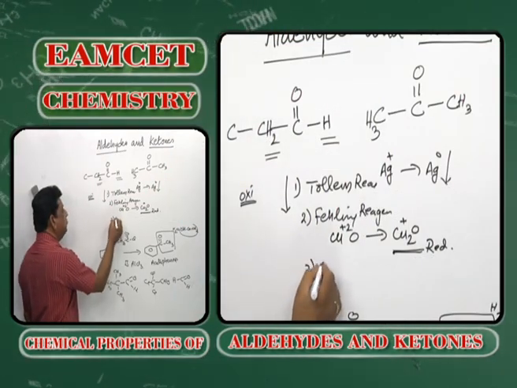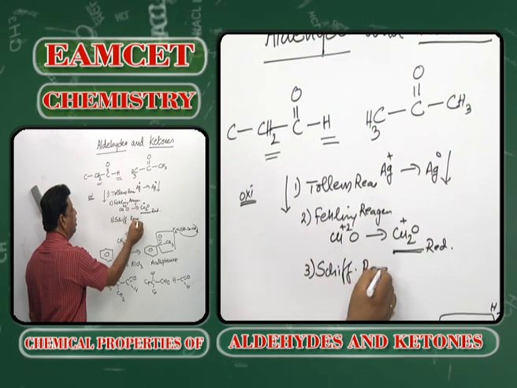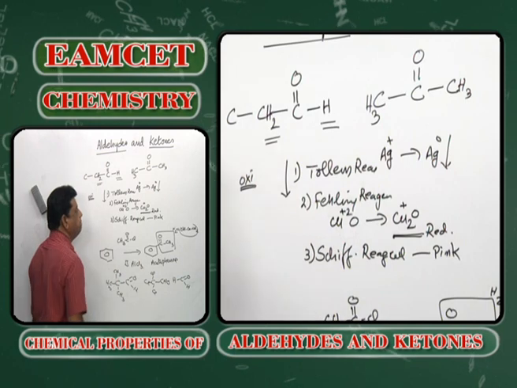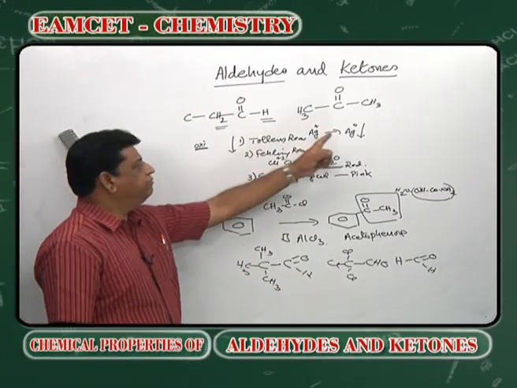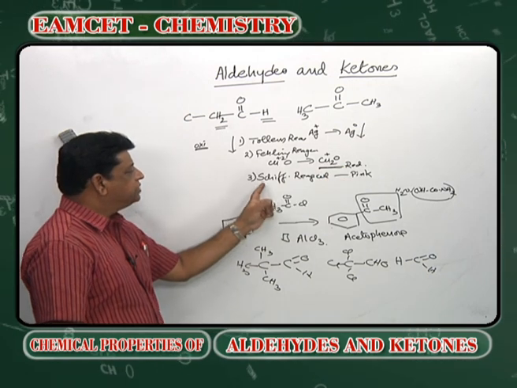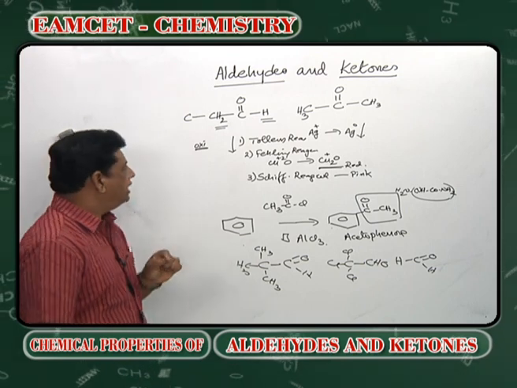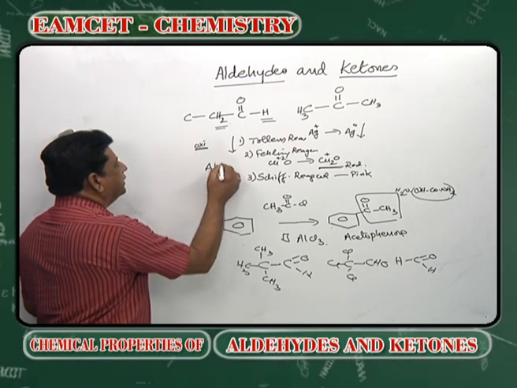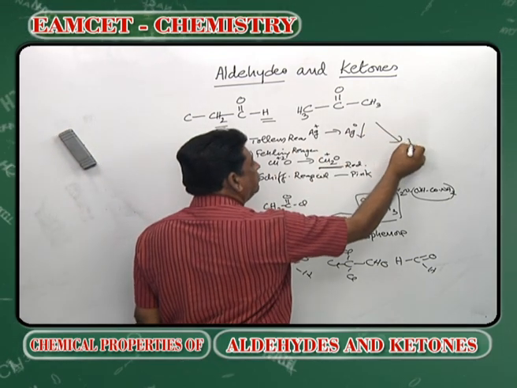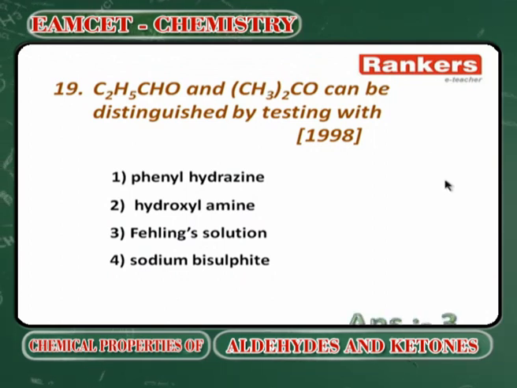Third one, just now we have taken a Schiff reagent. A Schiff reagent also helps, if a pink color is formed, it is an aldehyde. With the Tollens reagent, if a silver mirror is formed, Fehling's reagent red precipitate, Schiff reagent pink is formed. All these 3 reagents, any one, if you get a positive, that is an aldehyde. If a ketone, all these 3 reagents will give a negative test. Thereby you can differentiate the aldehydes from the ketones.